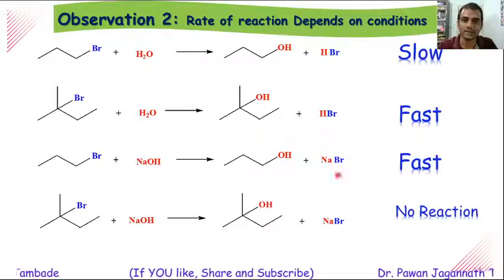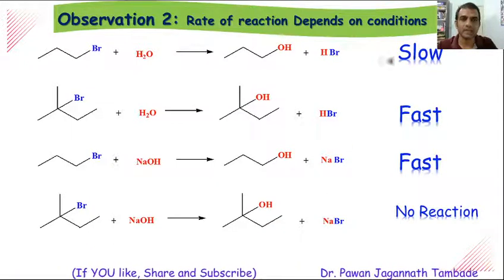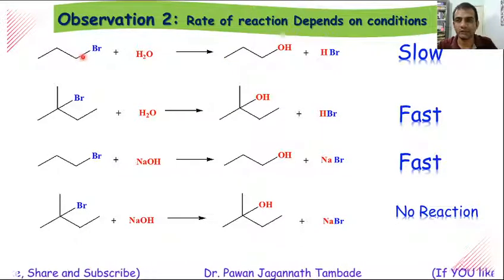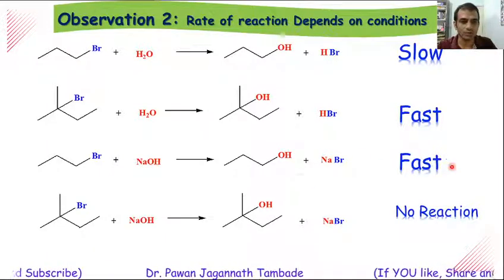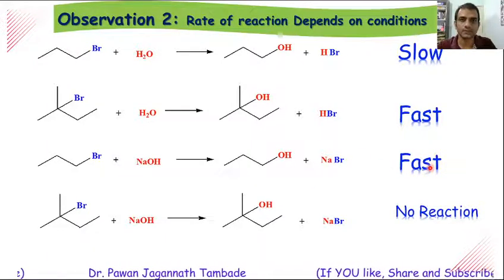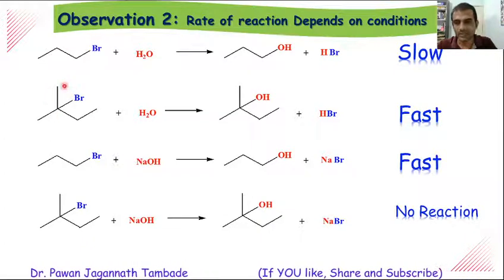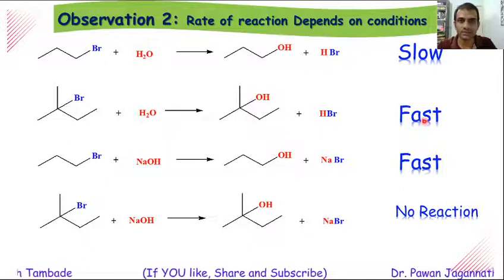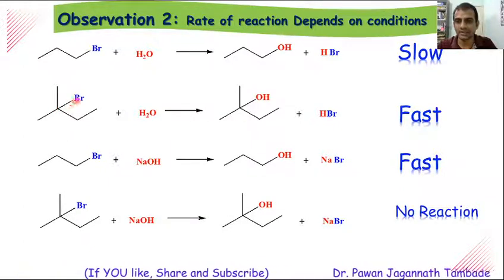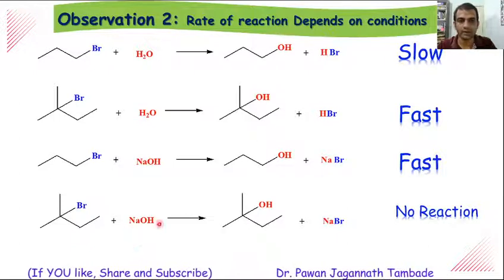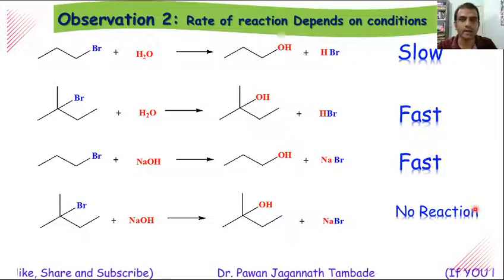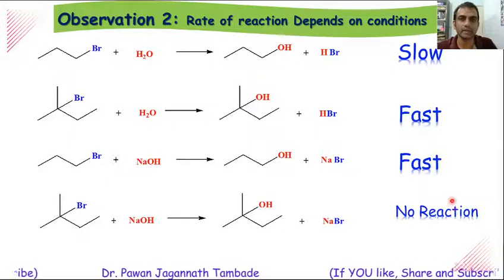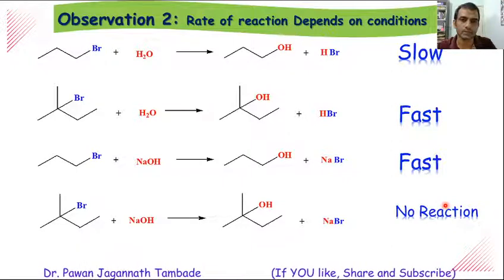What is happening practically is, in the first case, the rate of reaction is slow. However, when we change the type of nucleophile, then with the same substrate, the rate of reaction is found to be faster. When this tertiary alkyl halide is reacted with a weaker nucleophile, then the rate of reaction is fast. However, when we react this tertiary alkyl halide with a stronger nucleophile, then the reaction does not proceed in our expected way. We got the unexpected elimination product in that particular case.